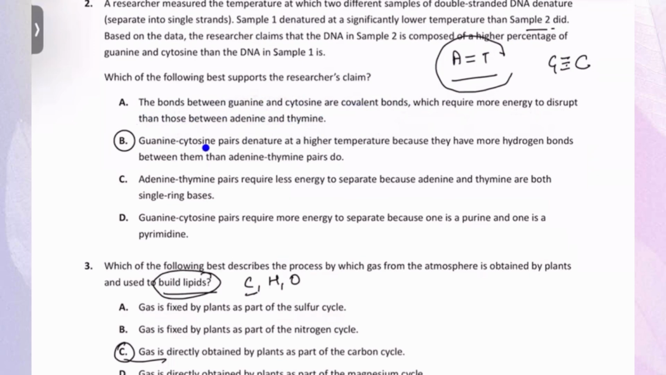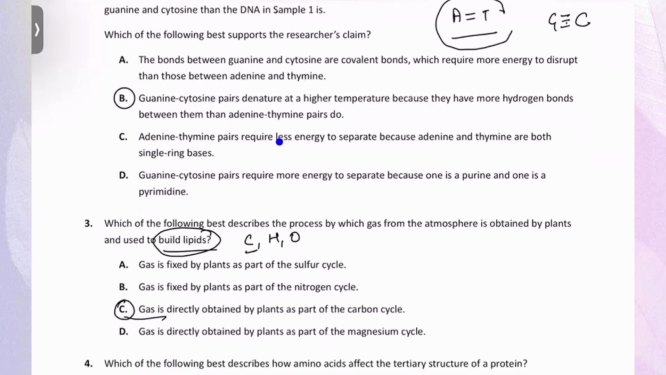Second is guanine cytosine pairs denature at a higher temperature because they have more hydrogen bonds between them than adenine thymine pairs do, which is correct. Because of one extra hydrogen bond in the guanine and cytosine pair, it denatures at a higher temperature.